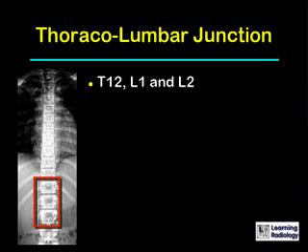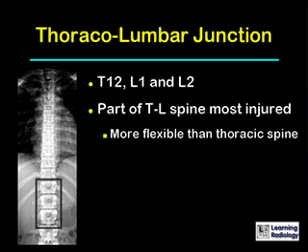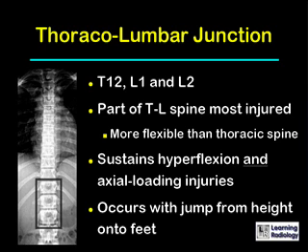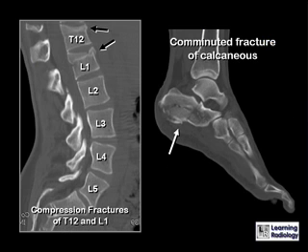The Thoraco-Lumbar Junction is defined as T12, L1, and L2. Mechanically, it is different from the remainder of the thoracic spine because it's more flexible than the fixed kyphosis of the thoracic spine, and it is the portion of the thoracolumbar spine that is most injured in traumatic injuries. It sustains both hyperflexion and axial loading injuries, which usually occur with a jump from a height onto the feet.